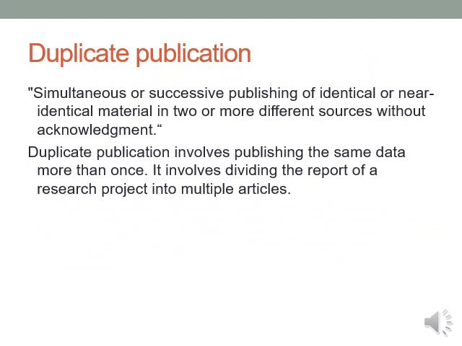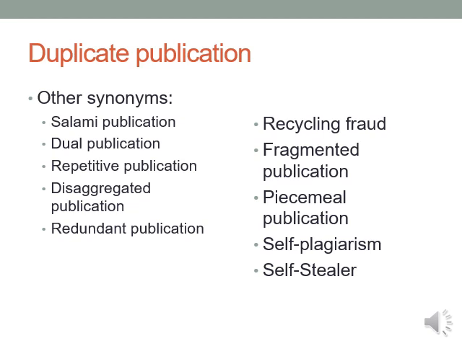What do we mean by a duplicate publication? This means you are preparing a manuscript and you are submitting this manuscript to two journals at the same time. Okay? Or you are publishing this manuscript in two different journals. Duplicate publication has many names like Salami publication, dual, repetitive, disaggregated, redundant, recycling fraud, fragmented publication, piecemeal publication, okay, self-stealer.